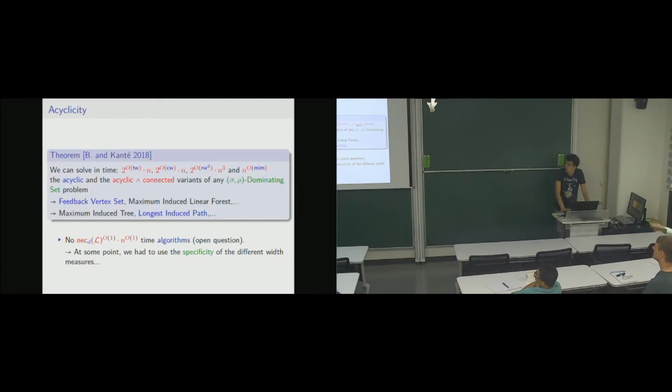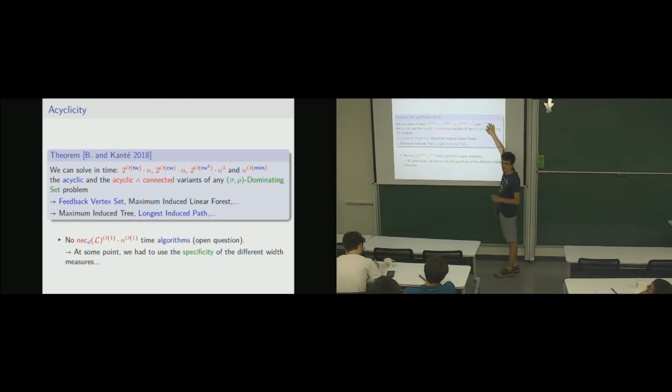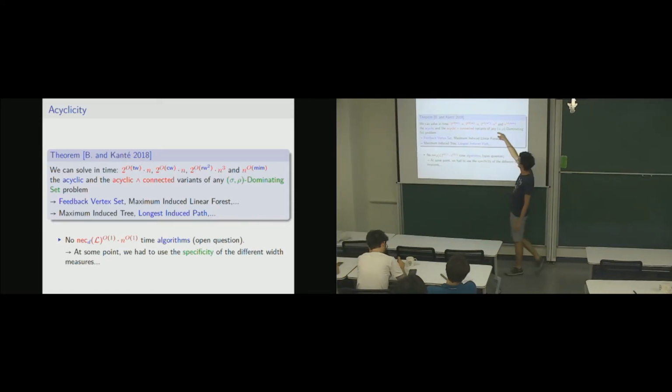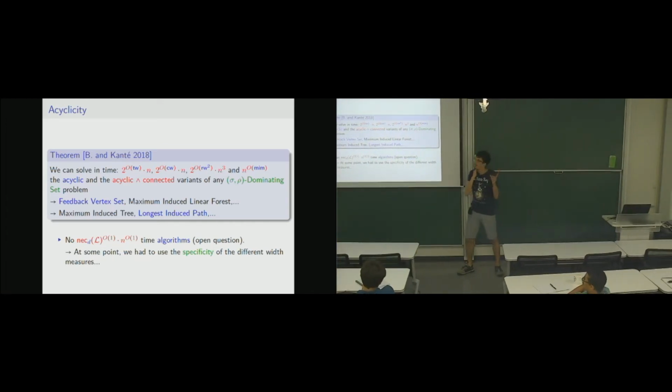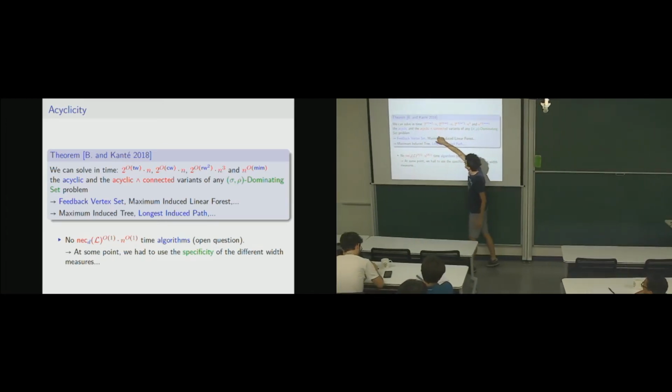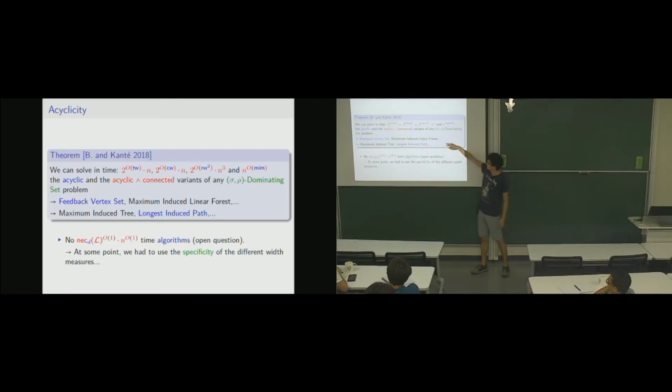Yes, and we prove this. We prove that we have the same algorithm for the other width measures when we add an acyclic constraint. For example, the acyclic variant of sigma domination: we ask the solution to induce a forest, and the acyclic and connected variant is we ask the solution to induce a tree. This includes problems like feedback vertex set and longest induced path.